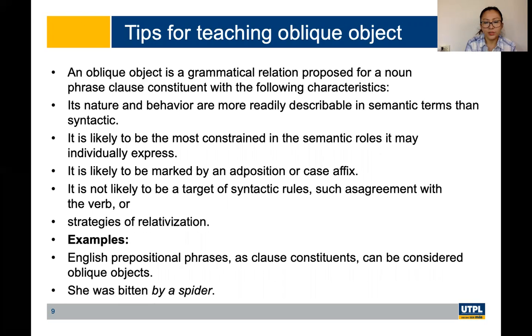For example, English prepositional phrases as clause constituents can be considered oblique objects, like she was bitten by a spider.